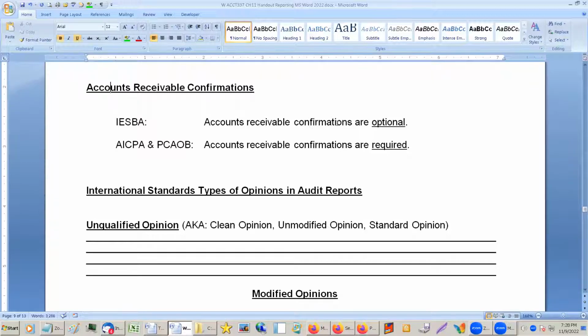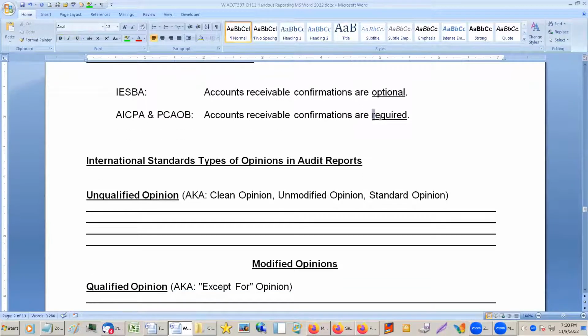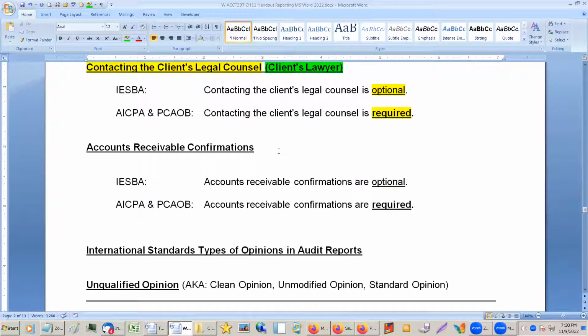Accounts receivable confirmations. International standards are optional. US standards, they are required. I think this might change for international standards because there have been some huge frauds. By the way, what do we mean by confirmation of accounts receivable?